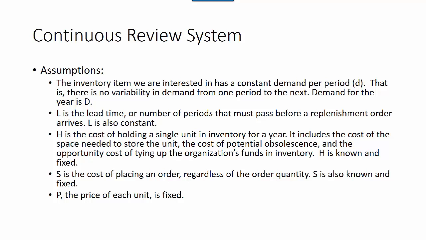The H is the holding cost. That is an annual number, so it's saying how much does it cost for us to hold that inventory because it's not free to hold inventory. S then is the cost of placing an order, so it's either referenced as the ordering cost or the setup cost if it's a part that we make ourselves. And then finally P is the price of each unit.